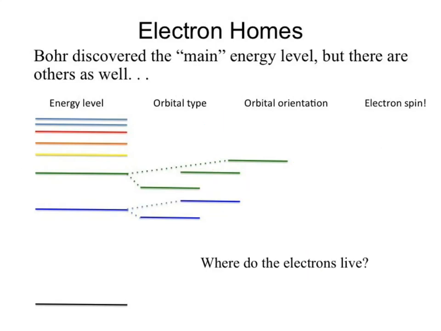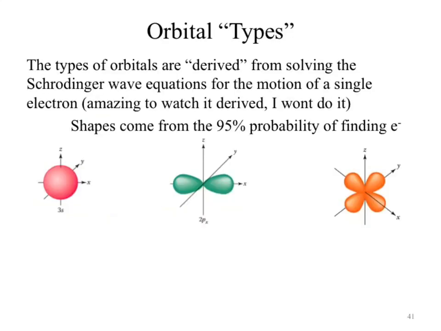So it's just our electron homes. There's all that city, street. So let's go back to these orbital types. We just kind of walked through these. These are the individual shapes that you may end up seeing. What these shapes represent is a 95% probability of finding the electron. This does not mean the electron zips around that sphere. No, it jumps all over the place. But 95% of the time it's found within that sphere.